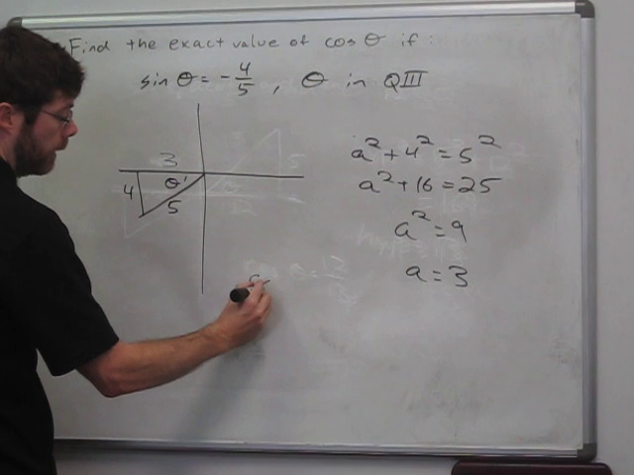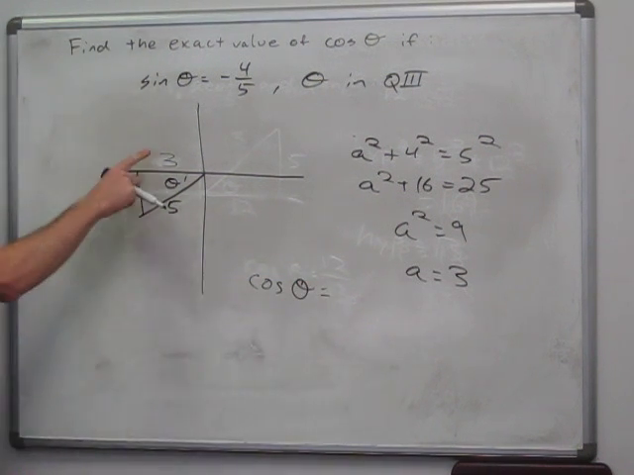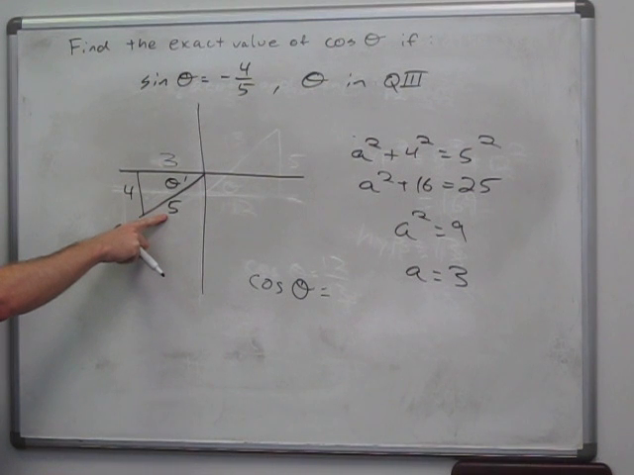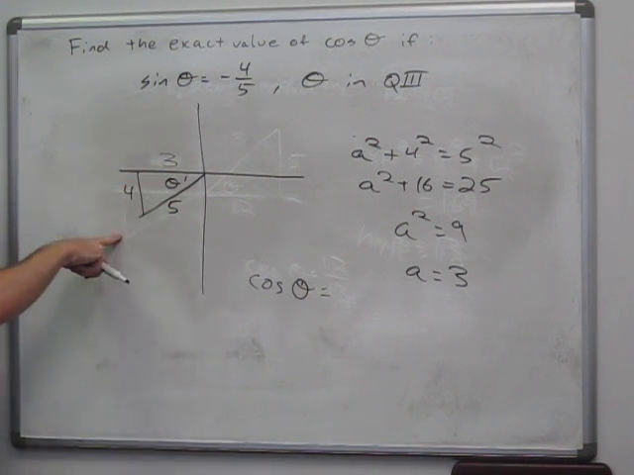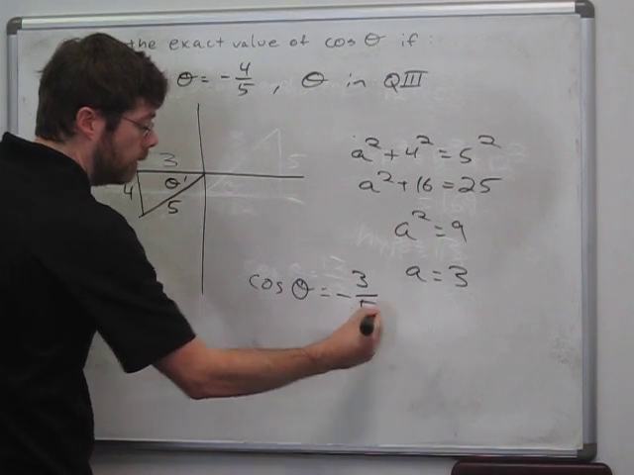Right? So cosine of theta, well, I'm going to use the adjacent over the hypotenuse, but because I'm in quadrant 3, cosine is going to be negative. So this is negative 3/5.